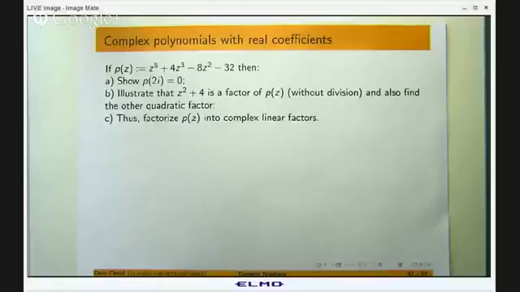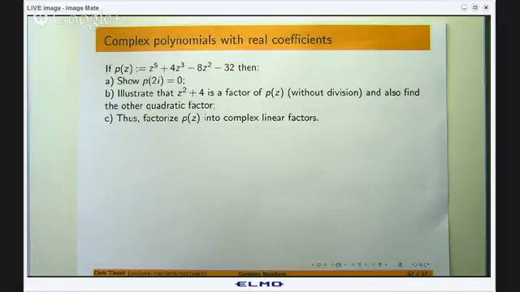All right, so this is a reasonably long problem. We're given a polynomial, p of z, which is a degree 5 polynomial. You've got real coefficients. That's important. We are asked to do a few things. We're asked to show that p of 2i equals 0. So 2i is a root of p of z.